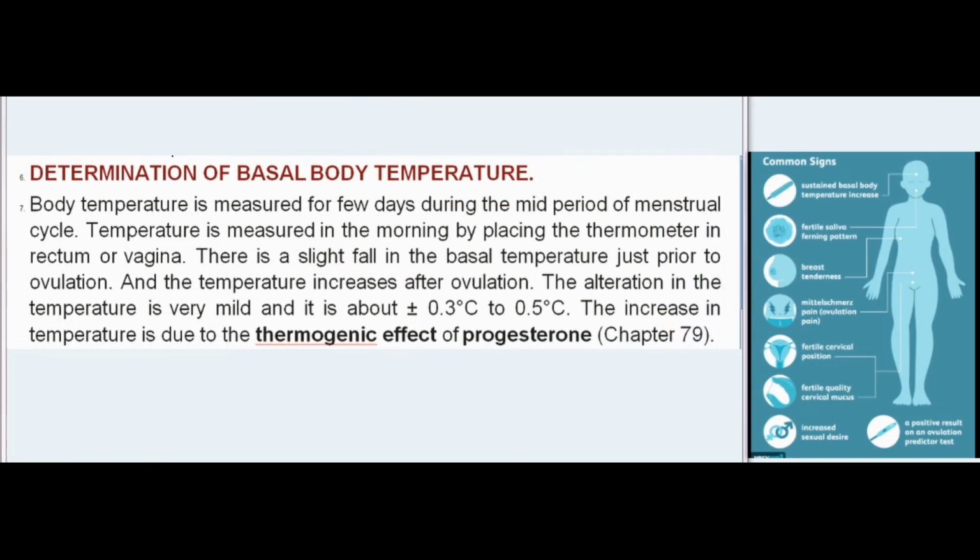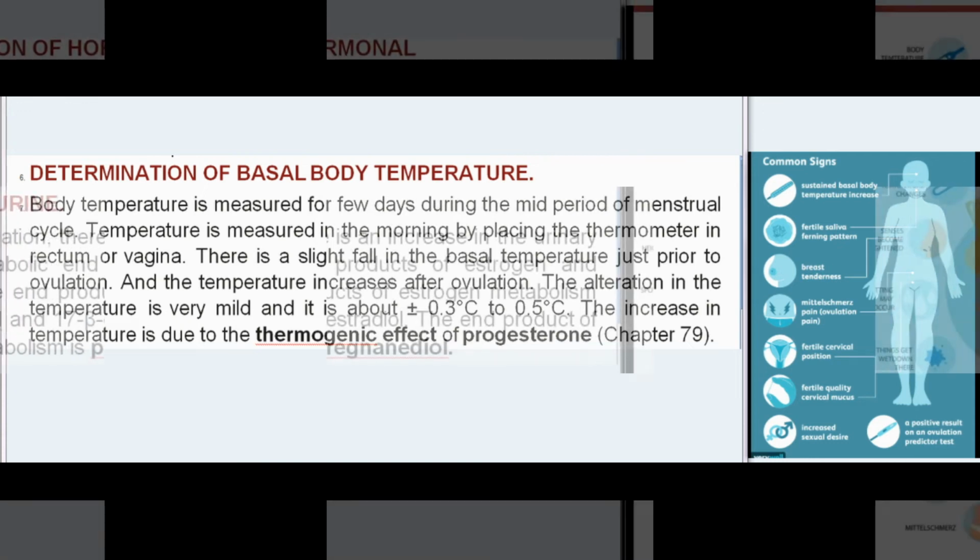Determination of basal body temperature. Body temperature is measured for a few days during the mid-period of menstrual cycle. Temperature is measured in the morning by placing the thermometer in rectum or vagina. There is a slight fall in the basal temperature just prior to ovulation, and the temperature increases after ovulation. The alteration in the temperature is very mild, about plus or minus 0.3 degrees Celsius to 0.5 degrees Celsius. The increase in temperature is due to the thermogenic effect of progesterone, Chapter 79.